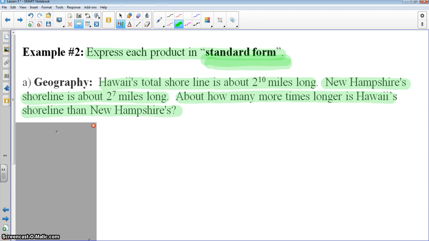Any word problem, we want to make sure we know what the question's asking. It says it right here. About how many more times longer is Hawaii? Now, how many more times longer is a tricky phrase and something you're going to see a lot in this class.